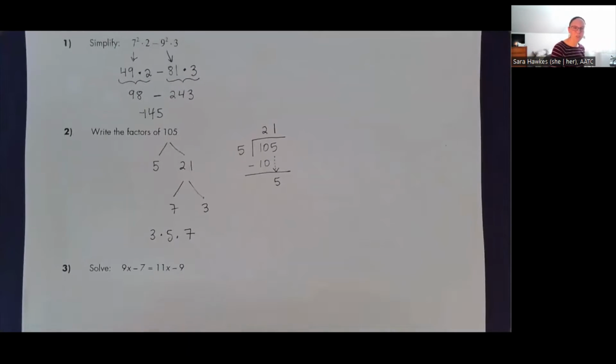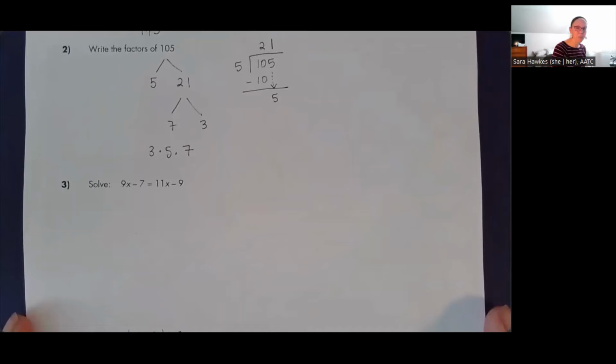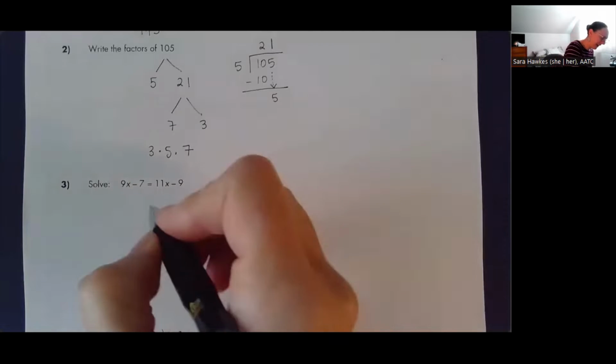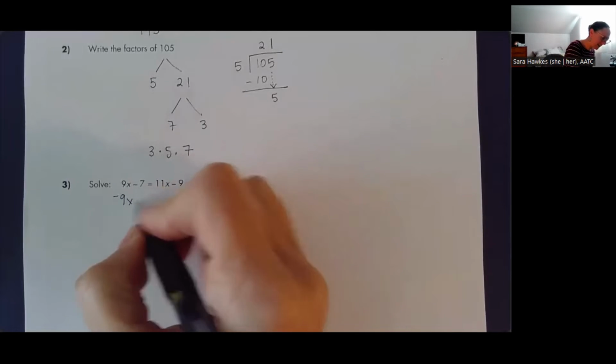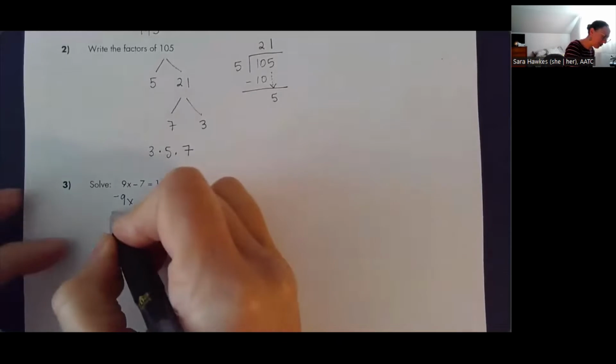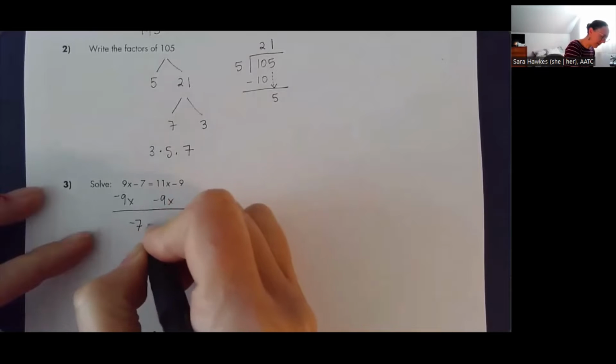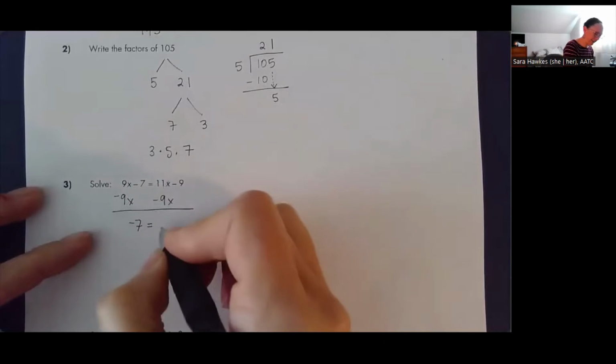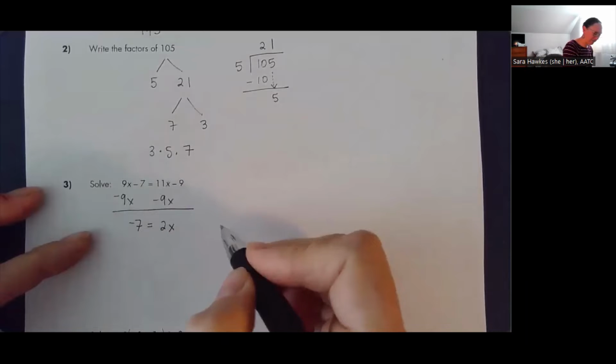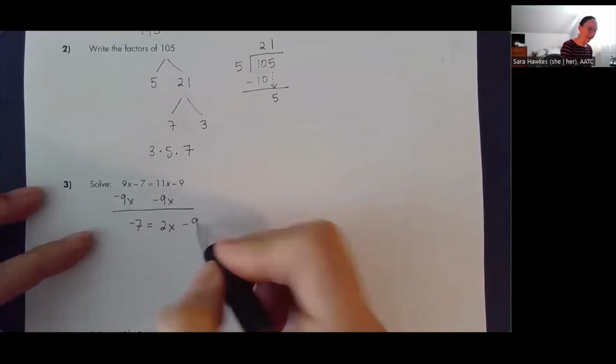This next one for solving, I know that my first objective is to get all of the x's on one side and all my numbers on the other. I'm going to choose to move my x's to the side that's going to make the coefficient in front of the x positive. So that means I'm going to choose to subtract 9x from both sides. I'm going to do this in 2 steps, but you could do it in 1. Negative 7. 11x minus 9x would be 2x. And then I'd have still that minus 9.